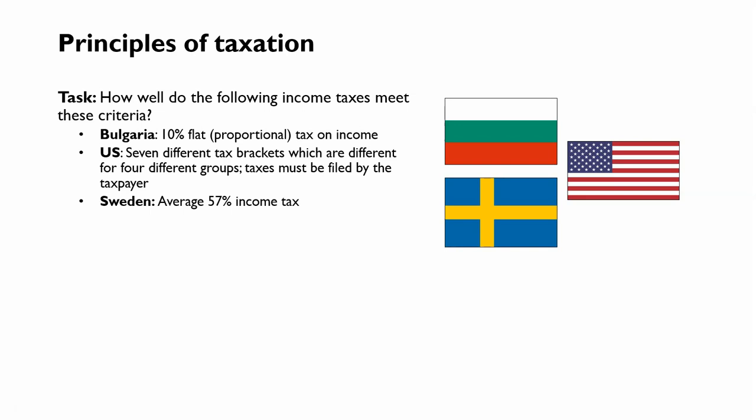Okay, so you've had a bit of a think. Bulgaria's got this 10% system. That has the advantage of being really easy, really certain, so it meets many of the key criteria that we want. It's going to be fairly cheap to collect for that reason. It's going to be quite economical. And we'd hope it to be quite efficient.